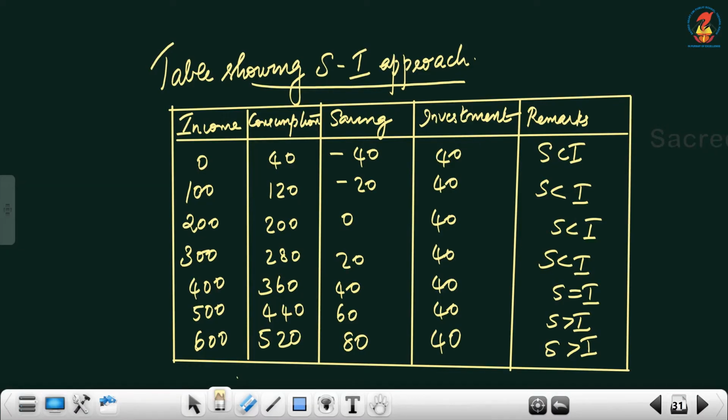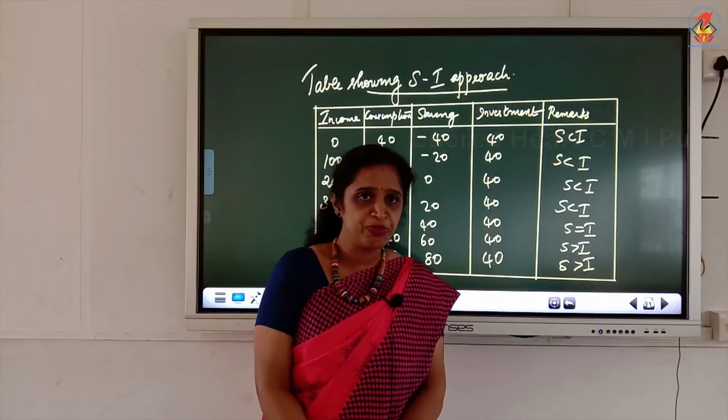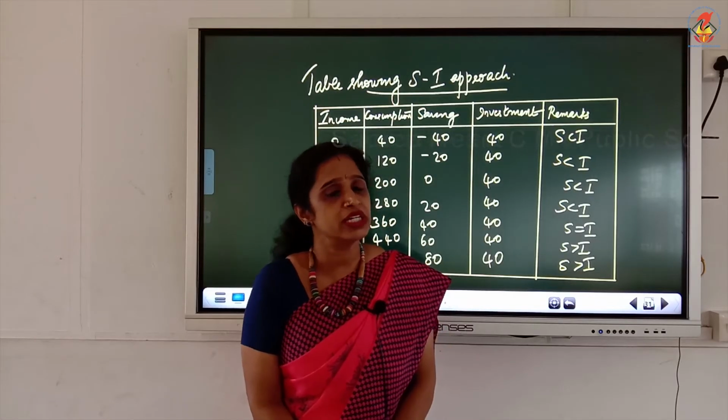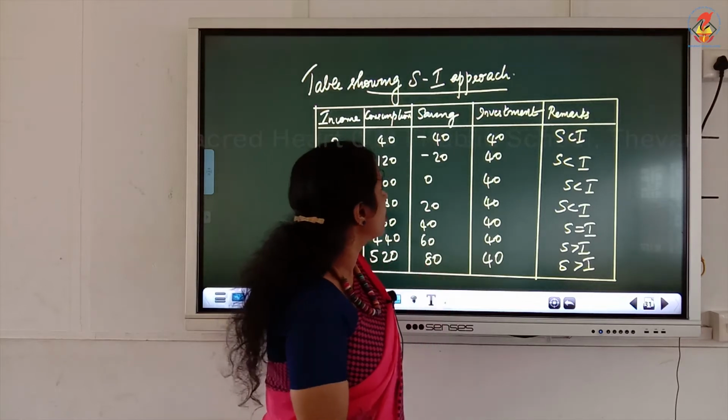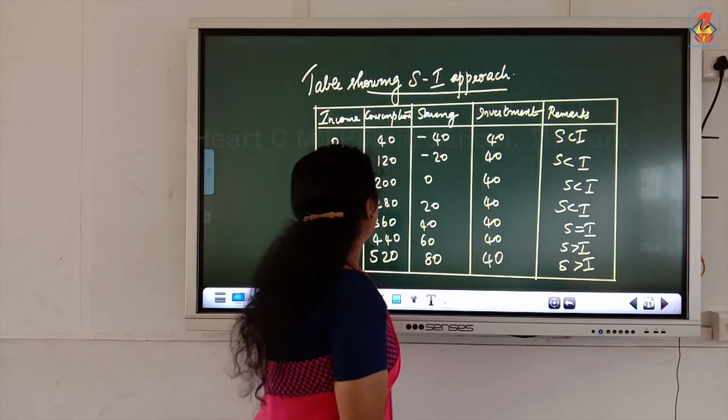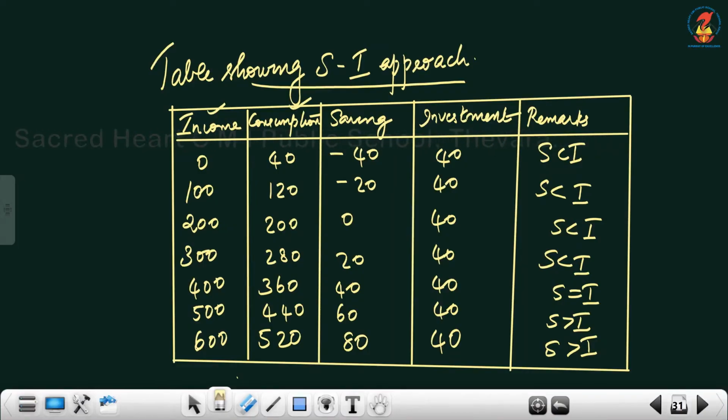Now, this is a table showing the saving investment approach. So, equilibrium level of income or output or employment will be determined at a point where saving is equal to investment. Now, let us see the table. In the table, level of income, consumption, saving, investment and remarks are given. At income level 0, you can find consumption as 40. The same values are used throughout the chapter, which is easy for you to learn.